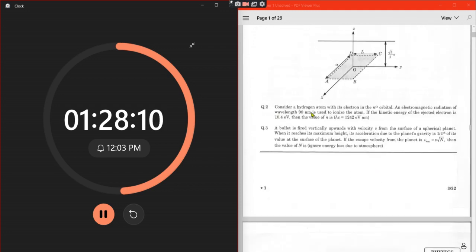Consider a hydrogen atom with its electron in the nth orbital.